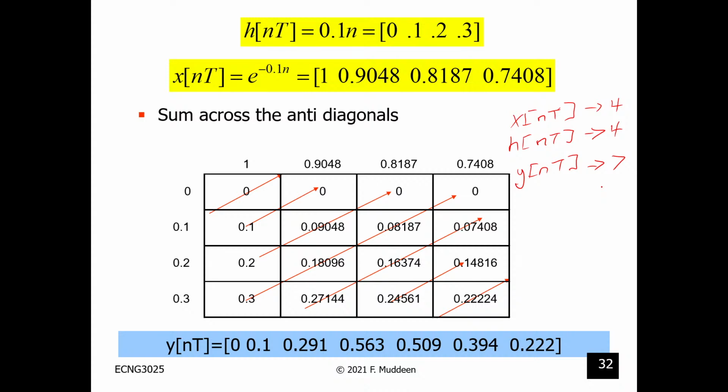So in order to know if you're on the right track when you're summing across the antidiagonals, the y length here, let's call this L of y, needs to be L of x plus L of h minus 1, where L of x and L of h represent the lengths of x of nT and h of nT. This here is going to be 4 plus 4 minus 1, which gives us 7. And this gives us an indication of how many antidiagonals you need to sum across the convolution table in order to get the correct representation of y of nT.